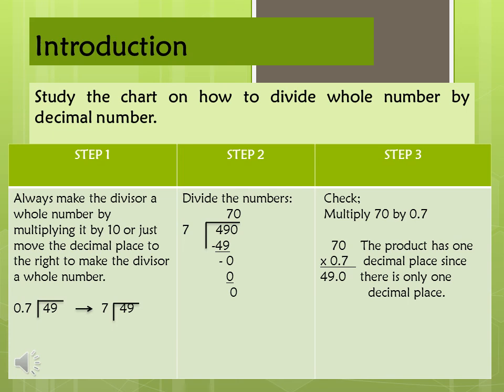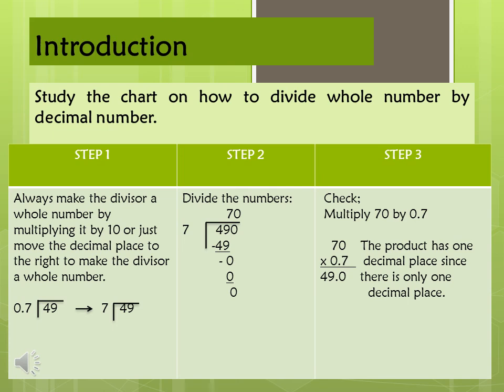Mag-i-insert tayo ng 0 doon sa ating dividend. So, magiging ano to, 490 divided by 7. So, 49 divided by 7 equals 7. 7 times 7 equals 49. 49 minus 49 equals 0. Then, bring down 0. 0 divided by 7 equals 0. 0 times 7 equals 0. And 0 minus 0 equals 0.